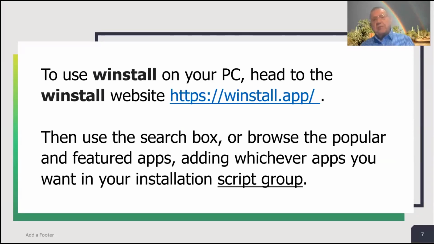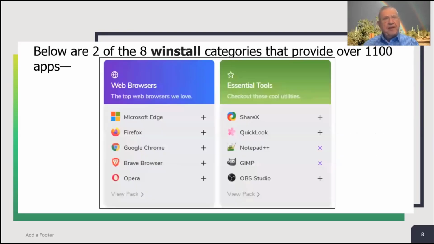To use Winstall on your PC now, head to the Winstall website, which is winstall.app. Get that? That's a different type of extension for a URL, right? Then use the search box or browse the popular and featured apps, adding whichever apps you want in your installation script group. Below are 2 of the 8 Winstall categories that provide over 1,100 apps. You see web browsers on the left, essential tools on the right, and there are 6 more.